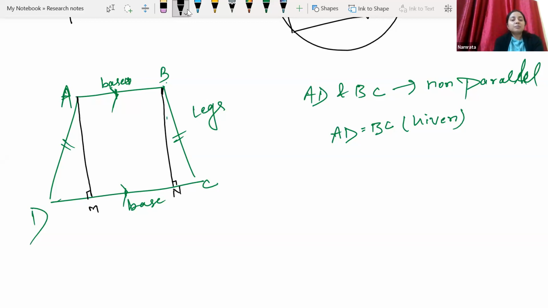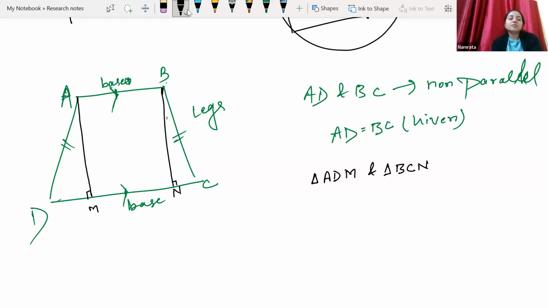Now we will be taking two triangles. As you can see, one triangle on the left side, another triangle on the right side. I'm talking about triangle ADM and triangle BCN, and we will try to prove that these two triangles are congruent. Okay, let's see what can be taken over here.